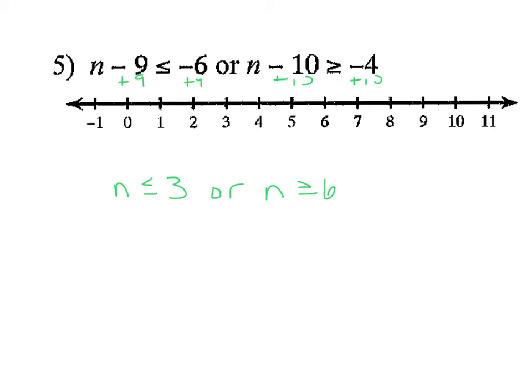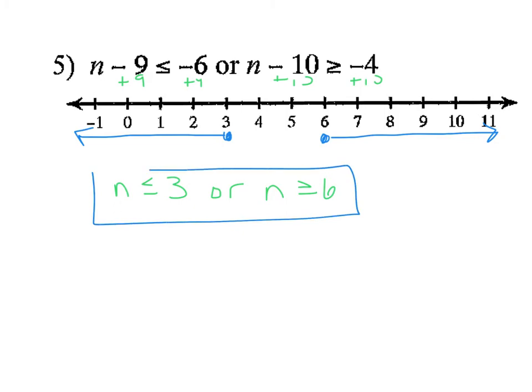So 3, I got a closed circle. I'm heading this direction. 6, closed circle, heading off to the right. All right, so now this is a good typical or statement. It should be going out if it's an or, all right? So your answer is this or this. Okay, so this right here is your final answer. Again, the word or will show up unless it's a special case.